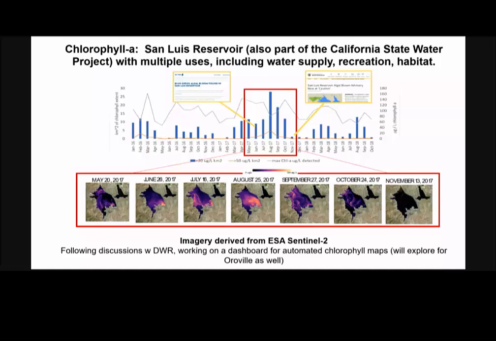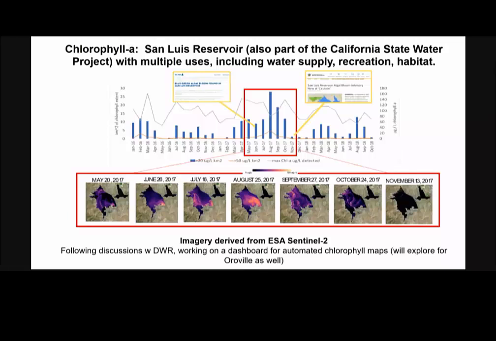As I mentioned, we're also looking at chlorophyll A. The example that I showed here is the change in chlorophyll extent in 2017 as it matched up with the different public advisories put out by DWR to warn the public that it was risky to swim or to go out into San Luis Reservoir.